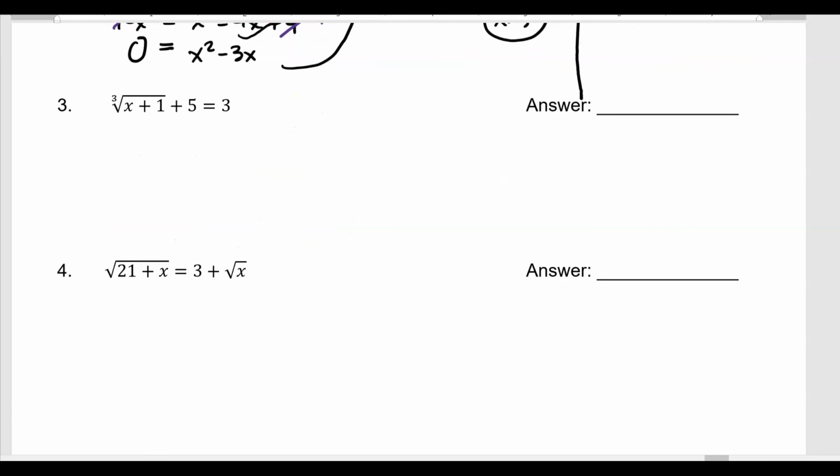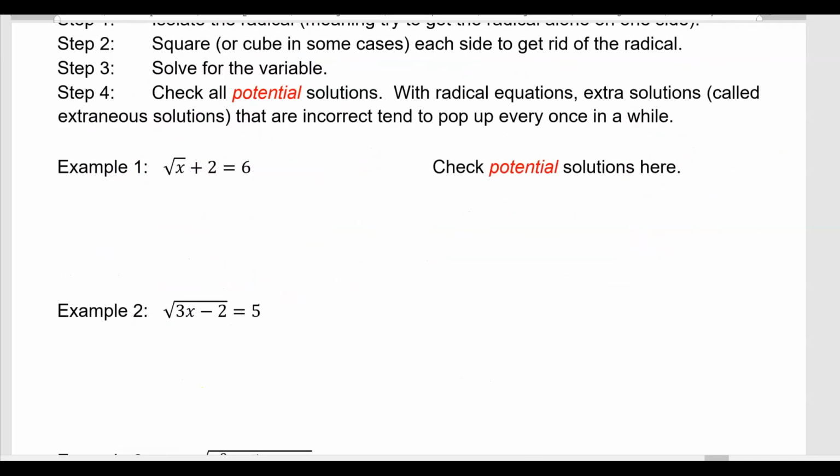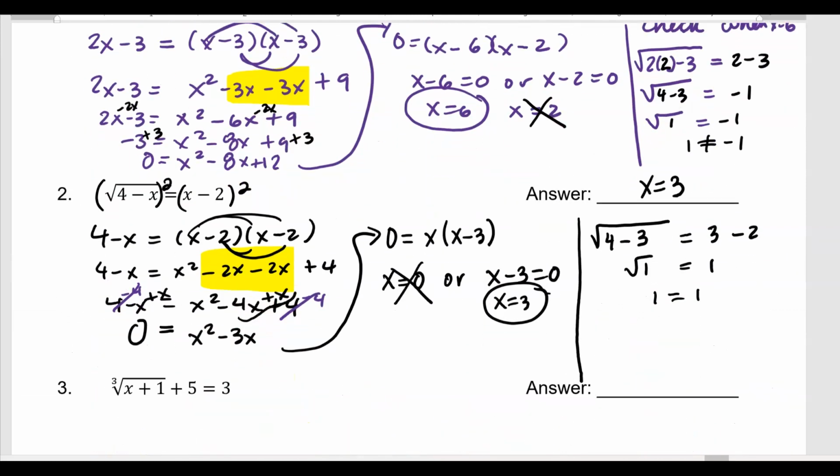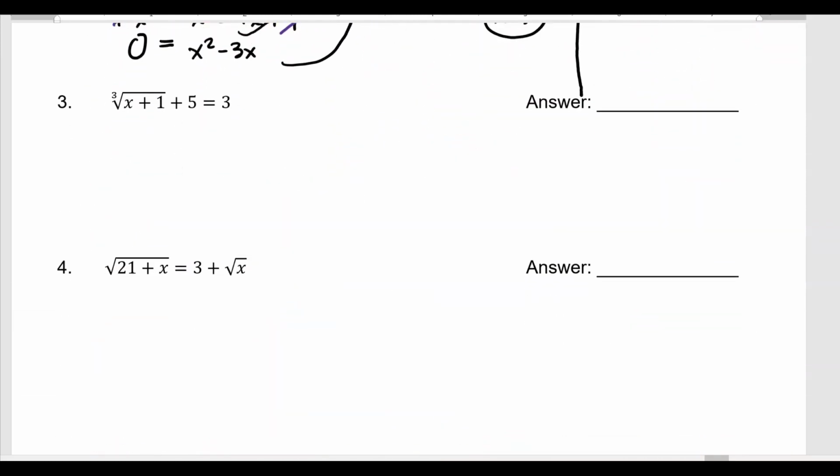Moving on to number 3. The problem here is that we have not isolated our radical first. So notice that we have this 5 on this side. We've got to get rid of that first because it's not under the radical. So we're going to subtract 5 from both sides, and that's going to leave us with the cube root of x plus 1 equals negative 2.